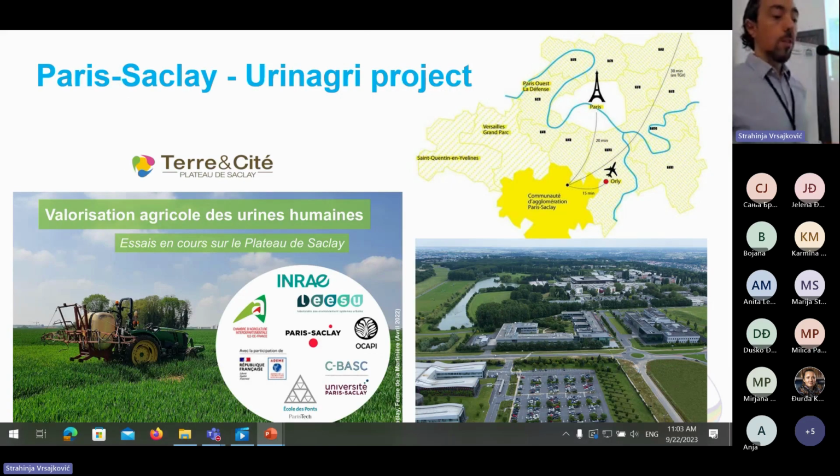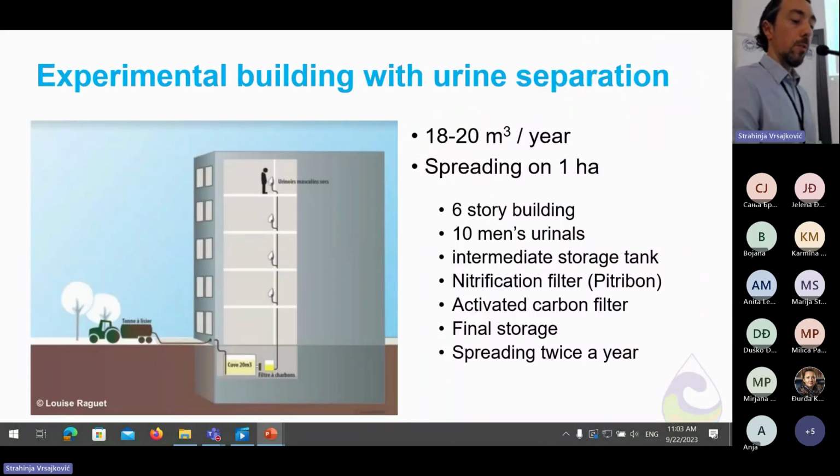Another project we are working on is in the region of Paris-Saclay. It's a region in the south of the Parisian region. The goal is to make a big campus where several engineering schools and universities are going, and it's under construction right now. And the goal is also to recover urine for use in the crops in the fields around the region, close to the campus. And we are part of this project to study this urine recovery.